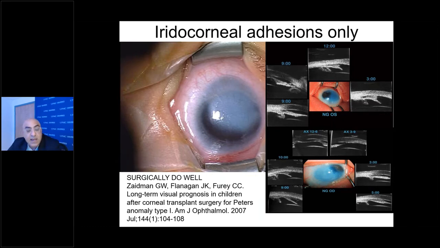Why is that important? Because Jerry Zaidman, who's a very good friend of mine and an excellent corneal surgeon, showed in a very nice paper in 2007 that the visual outcomes in these children with iridocorneal adhesion, used to be called, or some people still call, Peters anomaly type 1, is actually good. Now, the timing of surgery is something we'll talk about in a minute, but you do need, even when the outcome can be good, to have somebody who understands the difference in operating in children under the age of 1 and adults, and that's really very important.